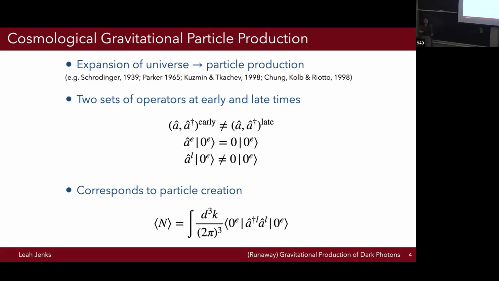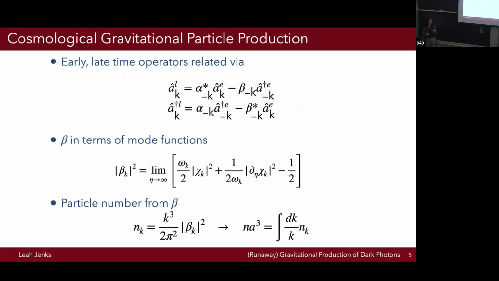And you can characterize the number density of particles produced during this procedure with the following expression in terms of A and A dagger. So these two sets of operators, these early and late time operators, are related by these expressions here, where this alpha and beta are Bogoliubov coefficients. And so the coefficient that we're going to be really interested in is this beta here, which can be written in terms of mode functions of whatever particle it is that we're interested in.